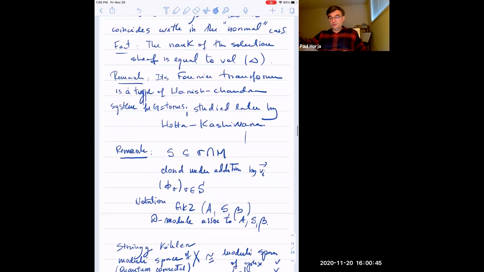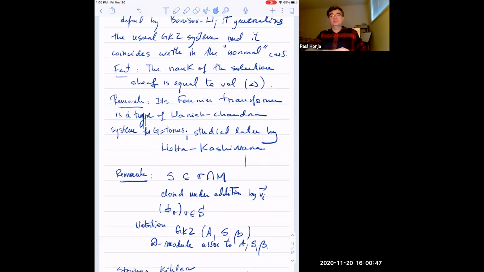A remark in the context of this conference is that the Fourier transform of this system goes back to the systems that Harish-Chandra wrote down a long time ago, and I think they came up in some of the talks. They were studied later by Hotta and Kashiwara. Of course, they were interested from the representation theory point of view, as was Lusztig.